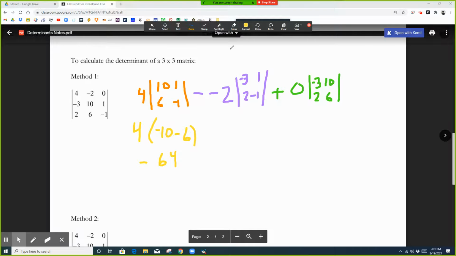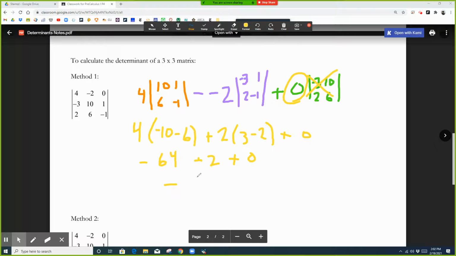Okay. Then for this part, that would be like a double negative. So that'd be like plus 2 times 3 minus 2. Negative 3 times negative 1 is 3. 2 times 1 is 2. Subtract them. So 2 times 1 is 2, because 3 minus 2 is 1. And then plus 0, because who cares what this determinant is? We're multiplying it by 0, so it's going to be 0 anyway.